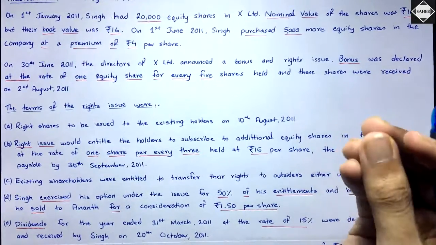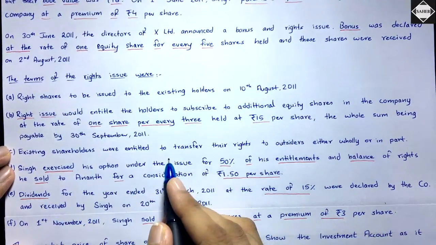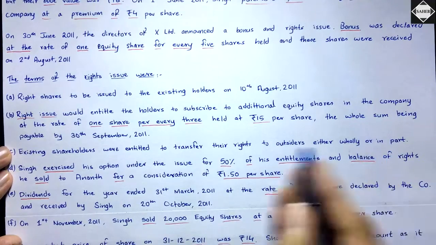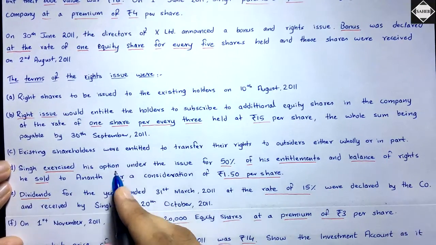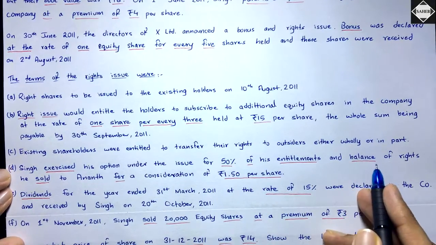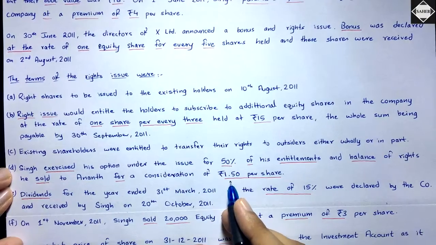The right, okay, he can sell the right, not the shares. Existing shareholders were entitled to transfer their rights to outsiders either wholly or in part. And then Singh exercised his option under the issue for 50% of his entitlements, and the balance of rights he sold to Anand for a consideration of rupees 1.50 per share.